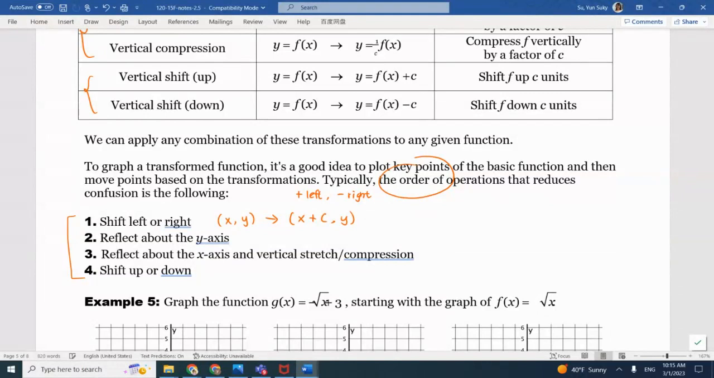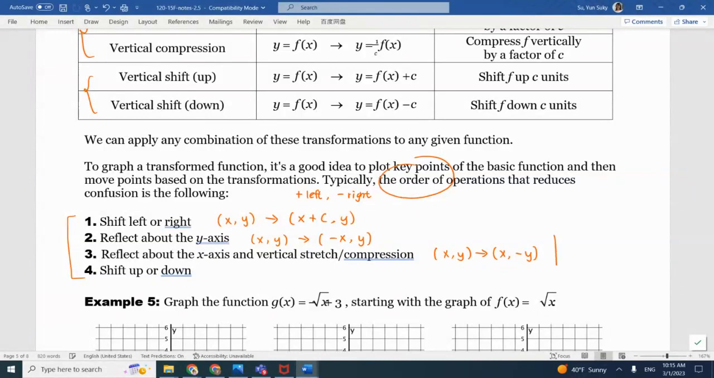You check whether you have changed the x. And then reflection about the y-axis. Reflection about the y-axis means we're changing the x. Remember your x here, and then minus x there, right? Okay. And then reflection about the x-axis. About the x-axis, then we're changing the y.